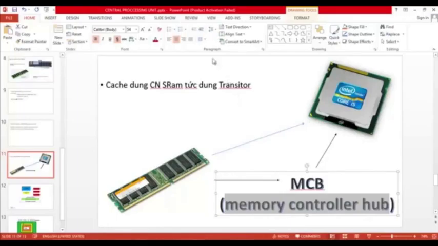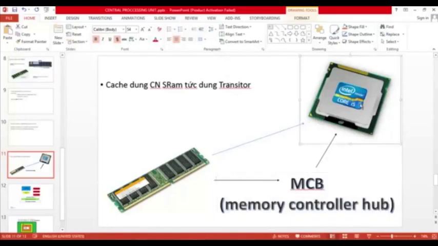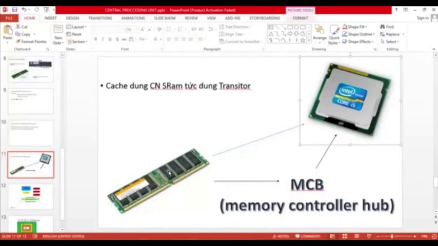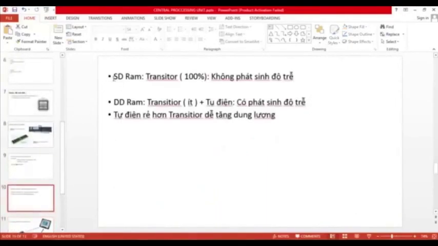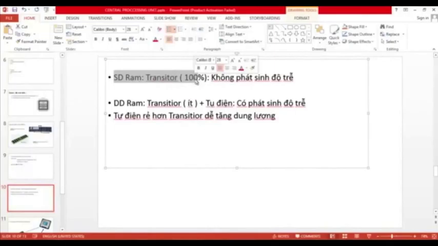Rồi. Vậy khi dữ liệu của chúng ta đã đưa được lên CPU rồi, thì lúc này tốc độ CPU nó sẽ xử lý nha. Mà như các bạn thấy rồi, tốc độ xử lý của CPU rất là nhanh, cho nên chúng ta không được phép có độ trễ. Và chính vì không được phép có độ trễ đó, người ta phải sử dụng công nghệ SRAM, 100% là transistor vì không phát sinh độ trễ.